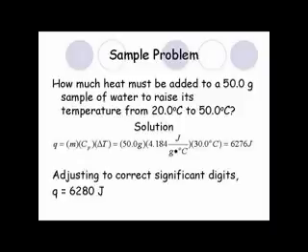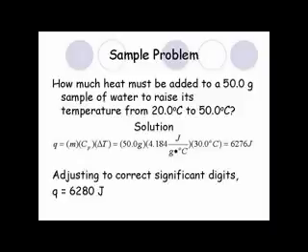So all I need to do now is, in my working equation, replace these symbols with the actual values. So we have 50 grams times 4.184 joules per gram times degrees Celsius times 30 degrees Celsius. The answer to this is 6,276 joules.